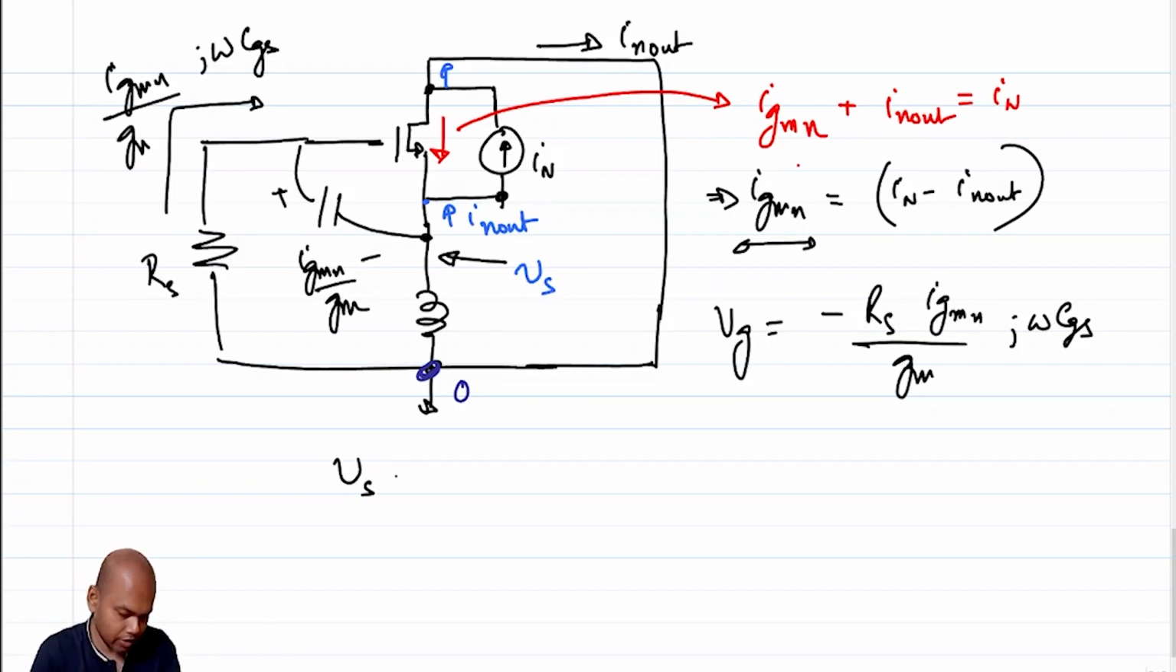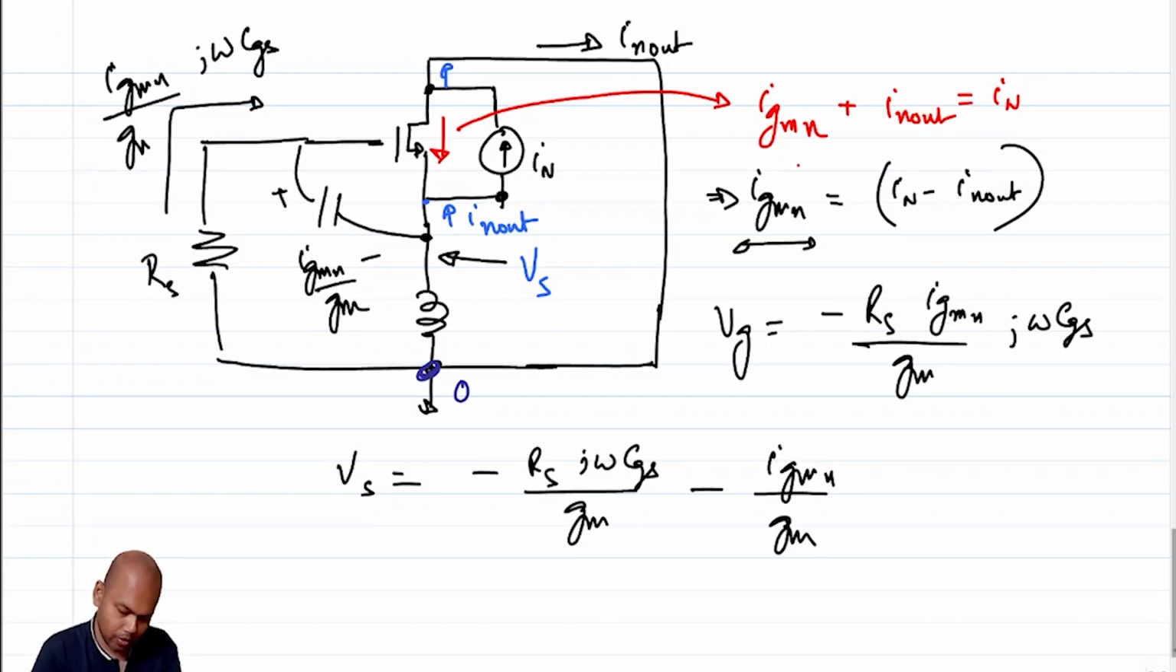So essentially Vs is Vg minus whatever the current Vgs is, right? So Vg, this is essentially your Vs, and your Vs is minus Rs J omega CGS over Gm minus IGMN over Gm. Fine. Okay. So I can also figure out Vs from another direction.